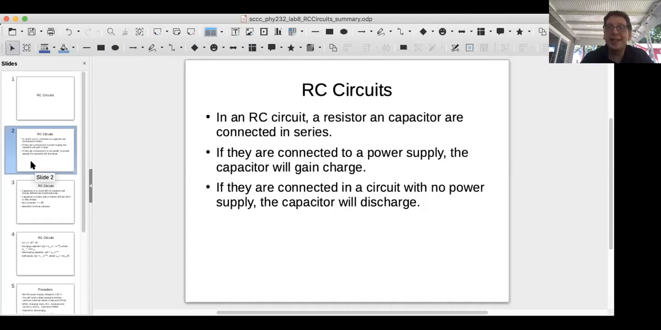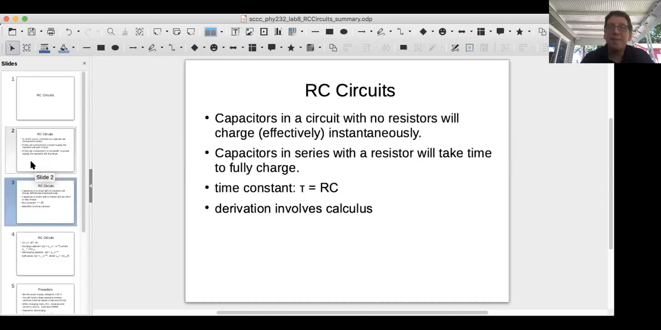And if they are connected in series with no power supply, the capacitor will discharge. So if there's no potential difference, but there is charge in the capacitor, eventually the extra electrons that accumulate on one side of the capacitor will move through the resistor to the other side of the capacitor, at which point the capacitor's charge will dwindle down to zero. Without a resistance, the process of charging or discharging the capacitor would take place instantaneously. But with a resistor, it takes a certain amount of time.